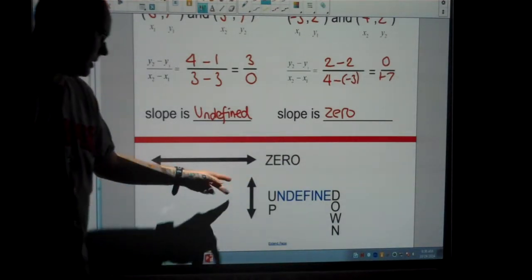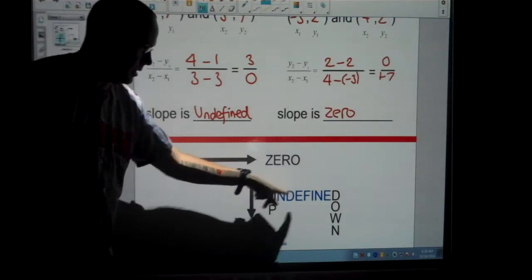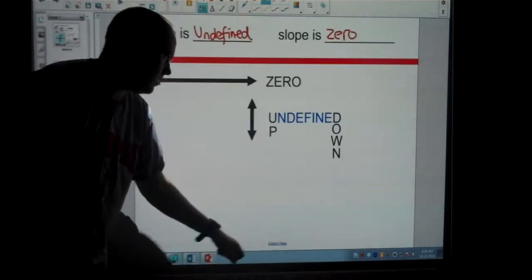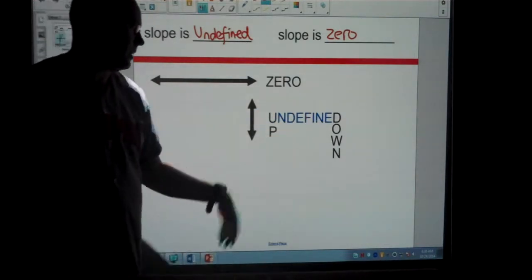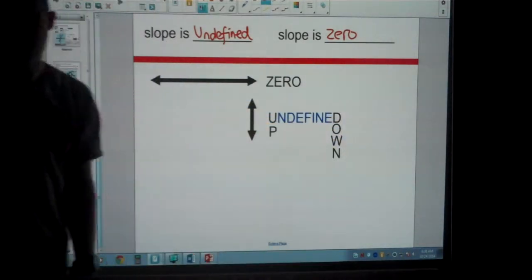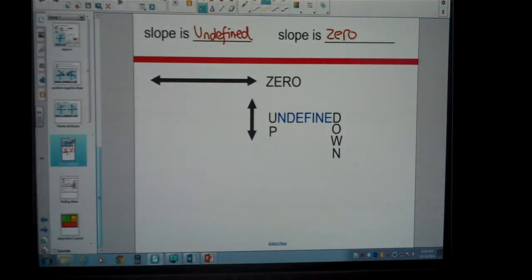Another way you can remember this line, is that this line goes up and down, and undefined starts with a U, so up for undefined, but also undefined ends in a D, which would signify down. So that's another way that you can hopefully use to try and remember those.